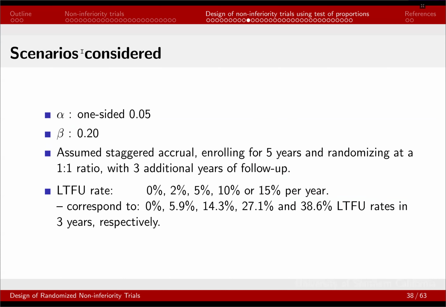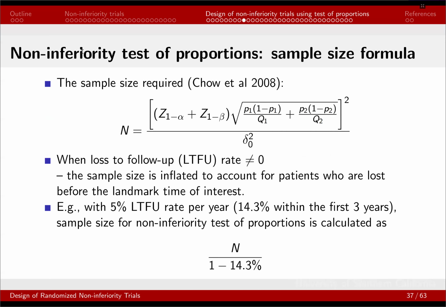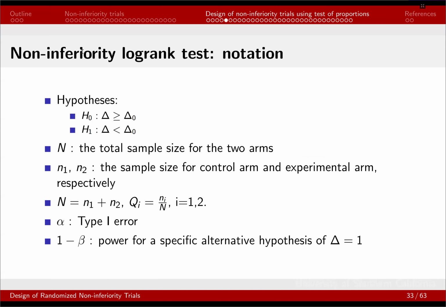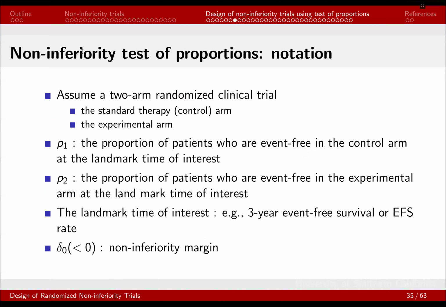We consider the Q. This Q, oh, the Q is the proportion of the patients randomized to the arms. Thank you.